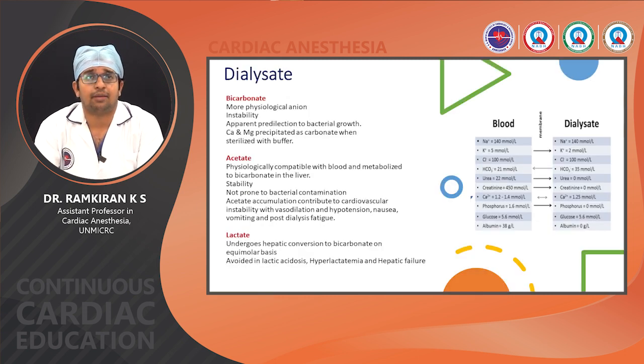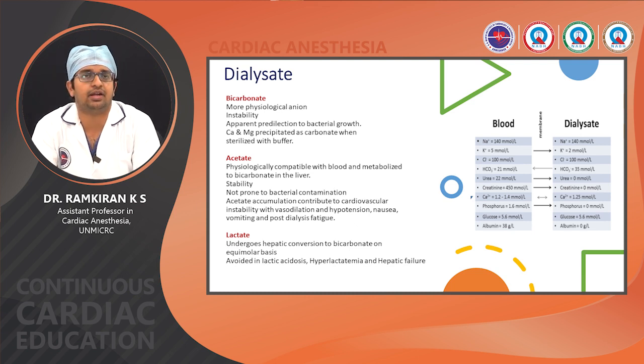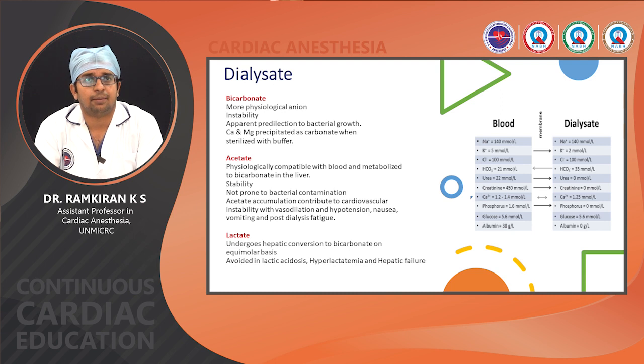So coming to the dialysate, there are basically three forms of dialysate which are used: bicarbonate based, acetate based and lactate based. Bicarbonate based is a more physiological anion, but it is unstable and has a predilection to bacterial growth, and calcium and magnesium get precipitated as carbonate when sterilized. Acetate is also physiologically compatible with blood, and it is metabolized to bicarbonate in the liver. It is more stable compared to the bicarbonate based solutions and not prone to bacterial contamination.